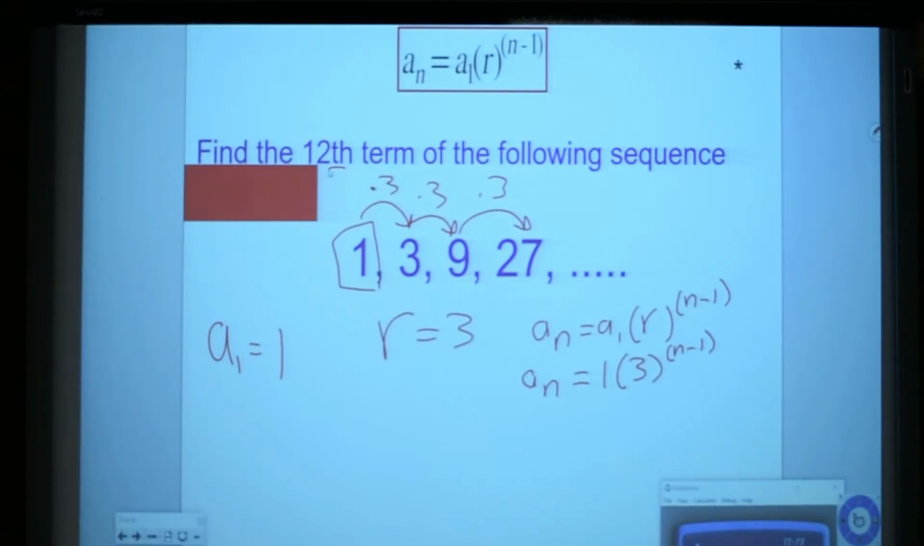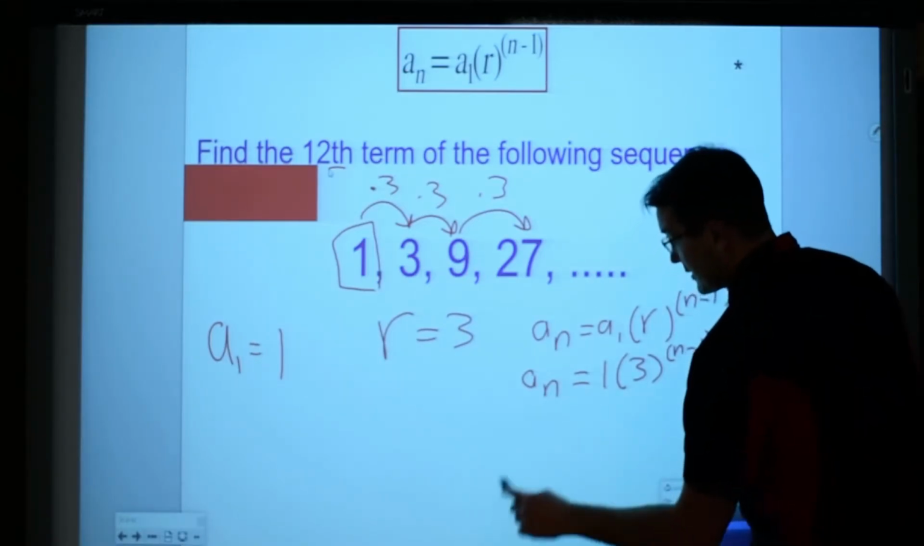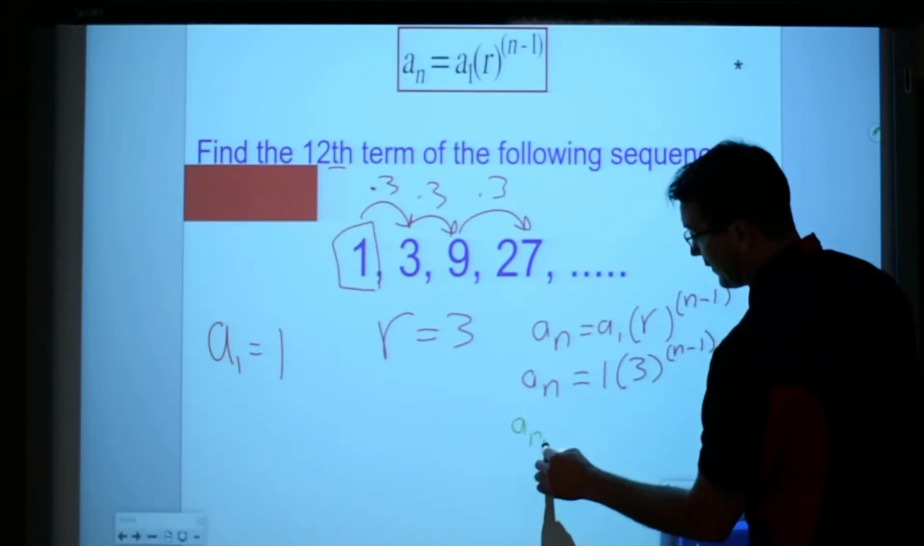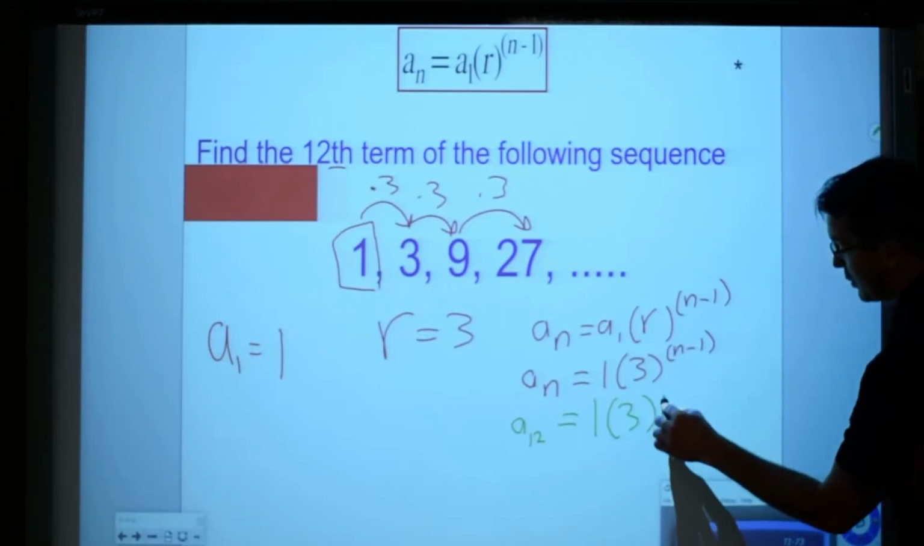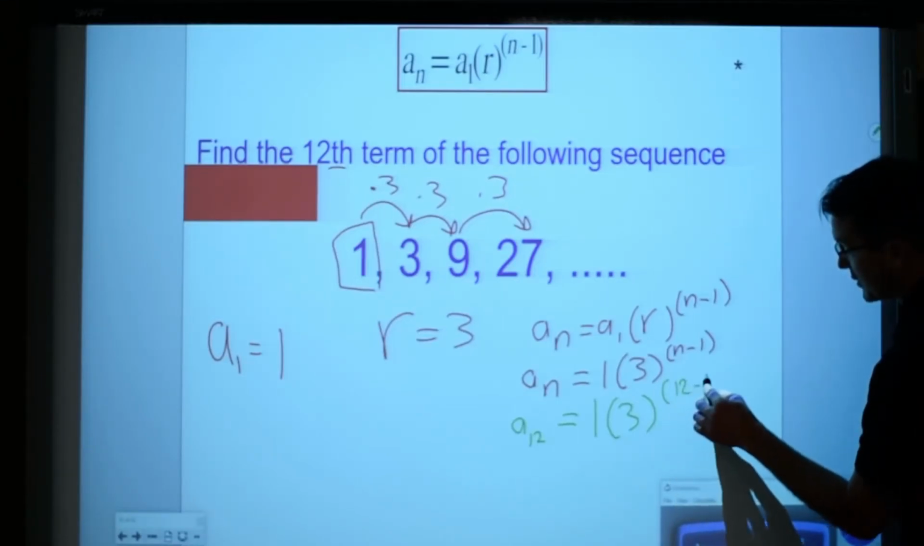Now, to find the 12th term, all I have to do is substitute that n with the value I want to find. I want to find the 12th term. So I'm going to go 1, 3, and then I'm going to go to the power of 12 minus 1.